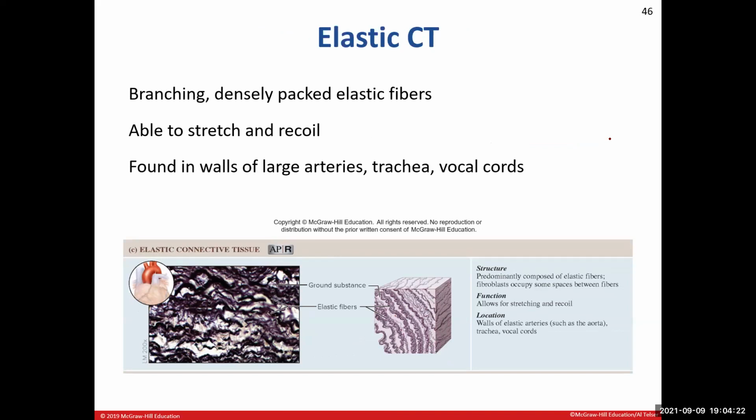And our last type of dense connective tissue is elastic connective tissue. Obviously, the predominant type of protein fiber in this is going to be the elastic fiber, because this type of tissue is going to stretch and recoil. So you're going to find it in areas that will have to expand and contract. So the walls of blood vessels, specifically the large arteries, your trachea, and your vocal cords.